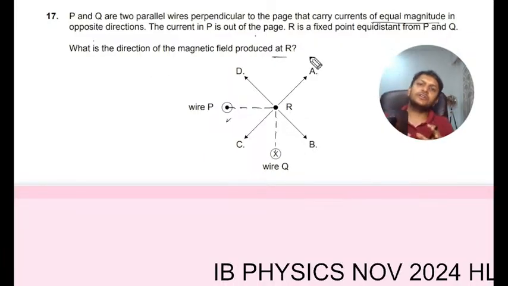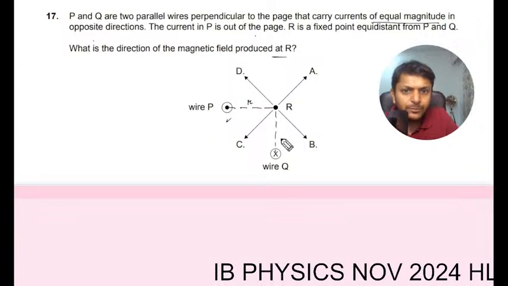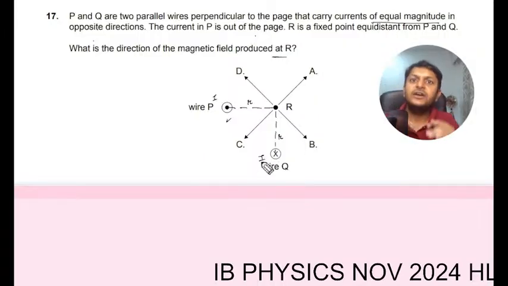So first of all, dear students, in our syllabus we don't find the magnitude of the magnetic field because of a current carrying wire at a certain position. So that is not there, of course, so it doesn't matter what the distance is. But because they are placed equidistant from the point R, and they have the same amount of current in them, we can just assume that they have the same magnetic field at this point. So both of the wires are producing the same magnitude magnetic field at the point R.